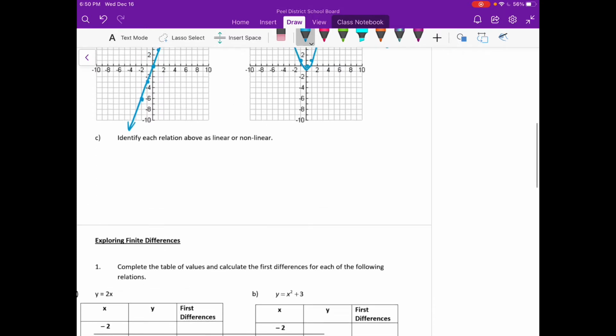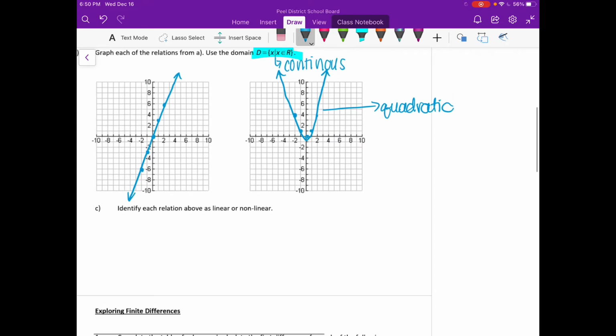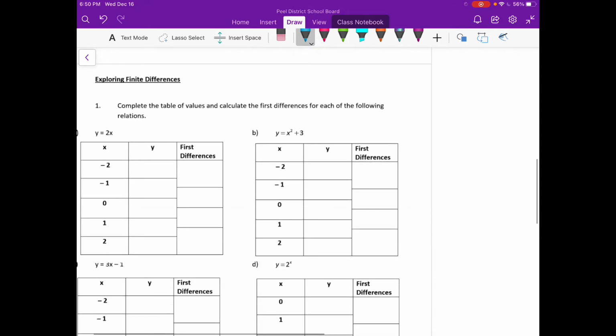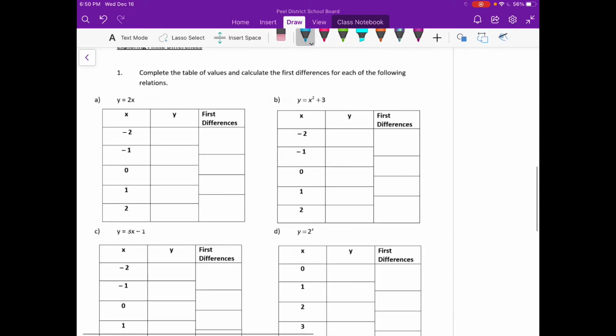So it says, identify each of the following lines as linear or nonlinear. So this one's obviously linear, right? How about this one? Is it a line? No. So this is a nonlinear function.